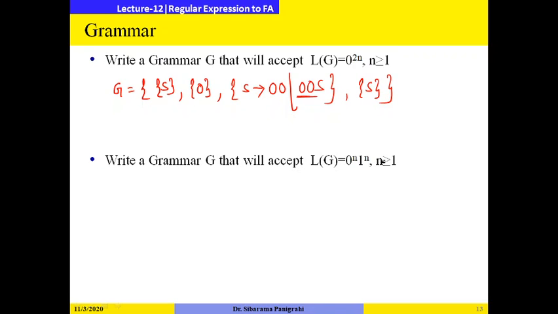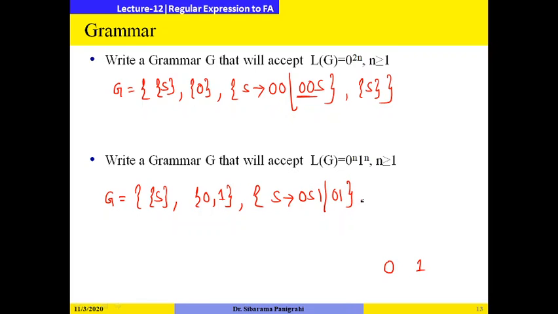Similarly, 0 to the power n, 1 to the power n. What is the grammar for this one? G equal to S, then terminals are 0 and 1. Here you want to get 0 to the power n, 1 to the power n. So when you get a 0, on the right hand side you should get a 1. So S gives 0 S 1 or 0 1. Then the start symbol will be S. This is the grammar that will accept the language 0 to the power n, 1 to the power n, n greater than or equal to 1.